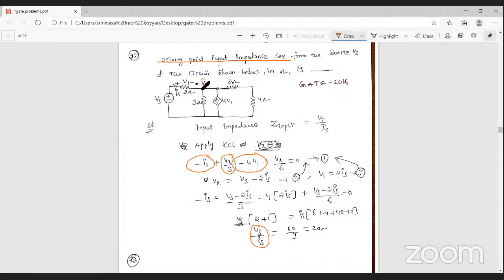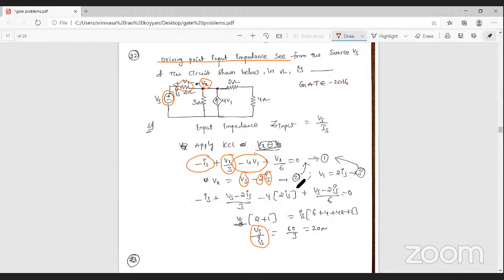The voltage Vx is equal to the total voltage minus this drop. You can write it: this Vx is equal to the total voltage minus the voltage across this 2 ohm resistance. That is, the total voltage Vs minus the drop across the 2 ohm resistance, that is 2 ohm resistance into the current passing through it, which is Is. That is equation number 2.